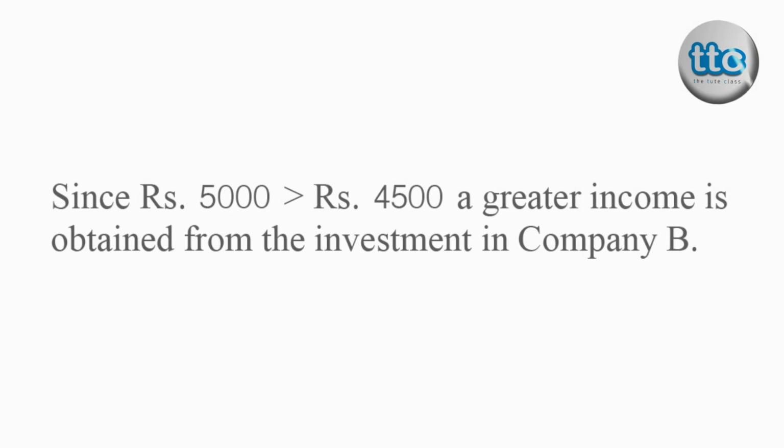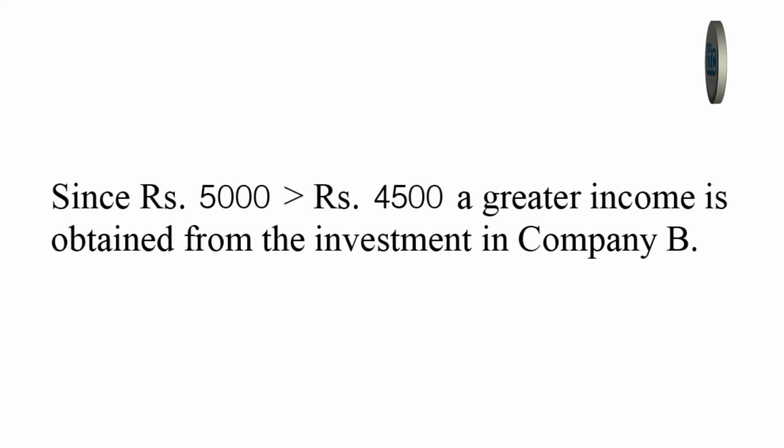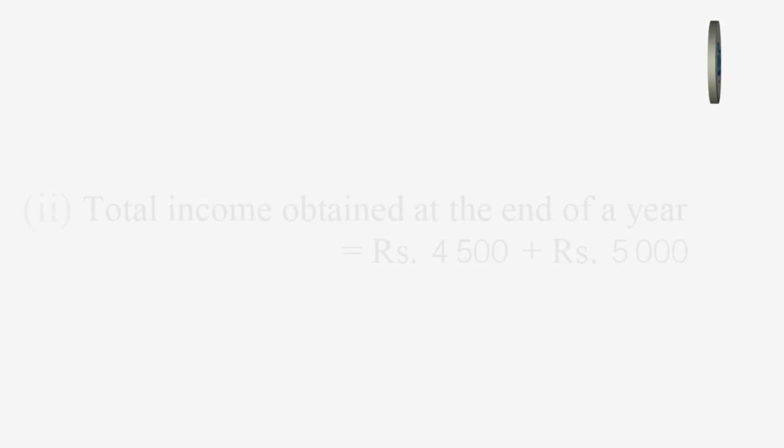Therefore, the answer for part 1 is, since 5,000 rupees, that is the income from Company B, is greater than the income from Bank A, that is 4,500, a greater income is obtained from the investment in Company B. So therefore this is the answer for part 1. Let's move on to part 2.